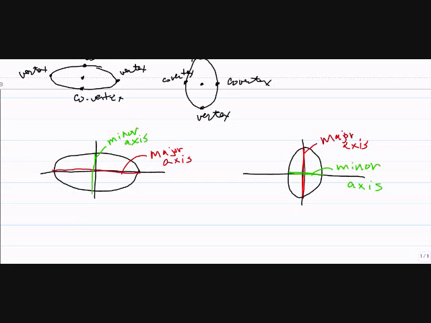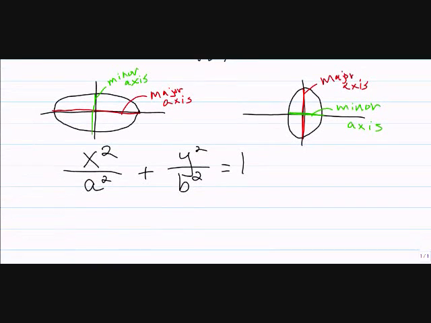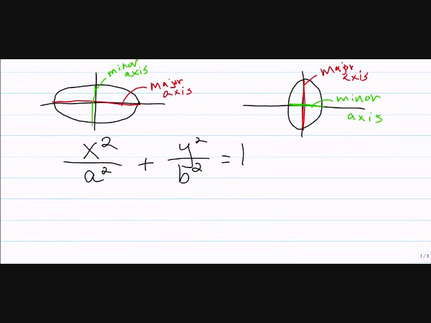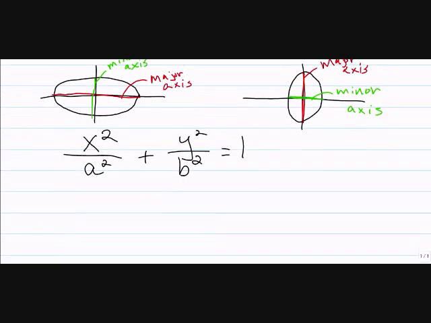Now, my equation for my ellipse, centered at 0, 0, is x squared over some number a squared plus y squared over some number b squared is equal to 1. Now, A and B are going to be the distance from the center to the vertex and co-vertex.